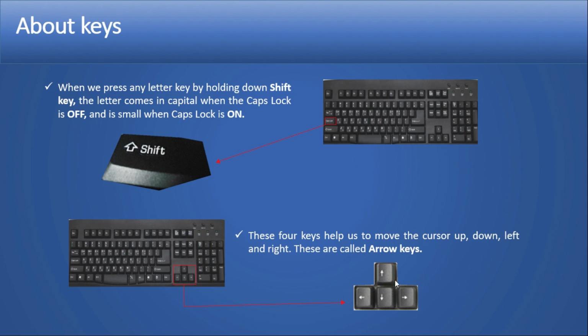So children, the next special keys are arrow keys. These four keys help us to move the cursor up, down, left and right. These are called arrow keys. So children, we will be finding arrow keys here. So children, arrow keys are four keys. They are used to move the cursor up, down, left and right.